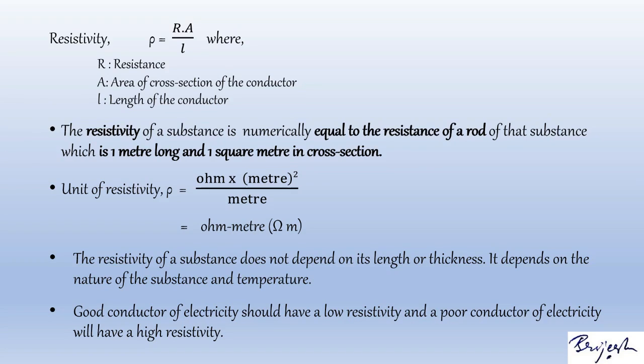So unit of resistivity rho is ohm into meter square upon meter, that is ohm meter. The SI unit of resistivity is ohm meter, written as Ω m in the symbolic form. Please note that the resistivity of a substance does not depend on its length or thickness. It depends on the nature of the substance and temperature. Also note that a good conductor of electricity should have a low resistivity and a poor conductor of electricity will have high resistivity.